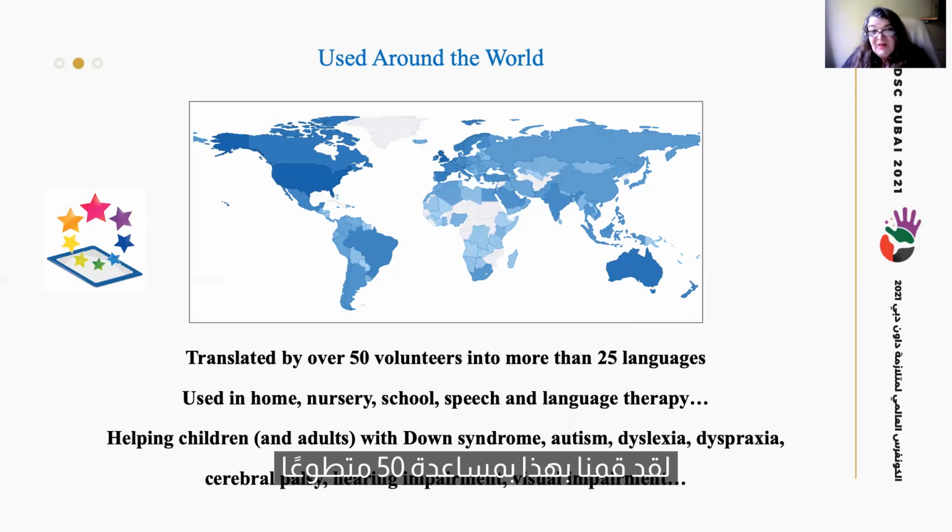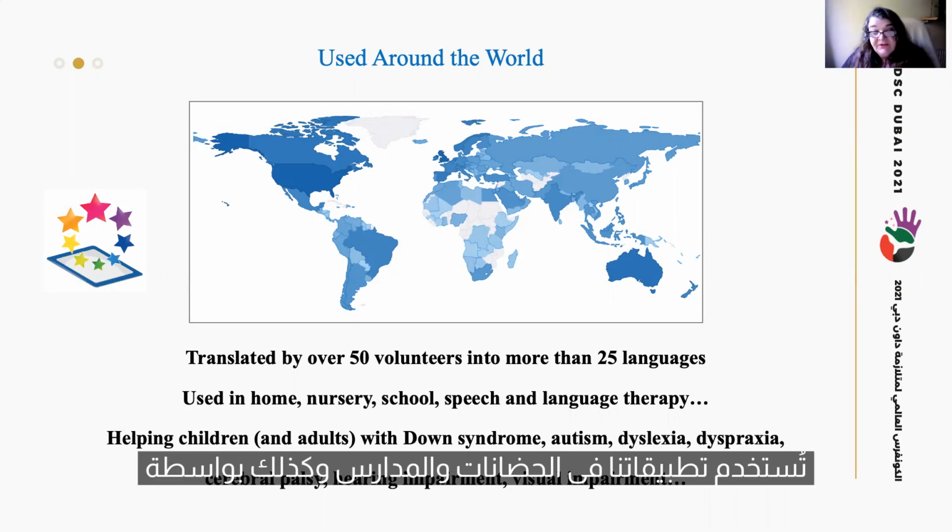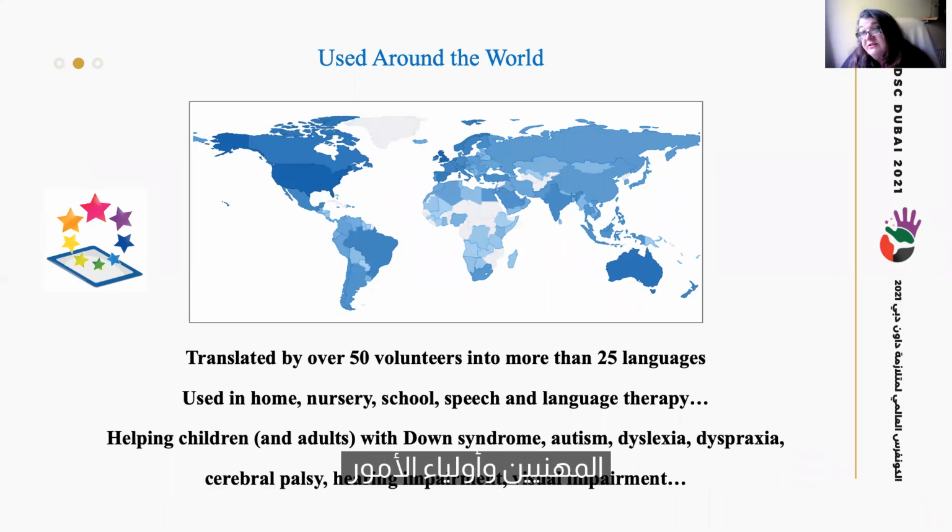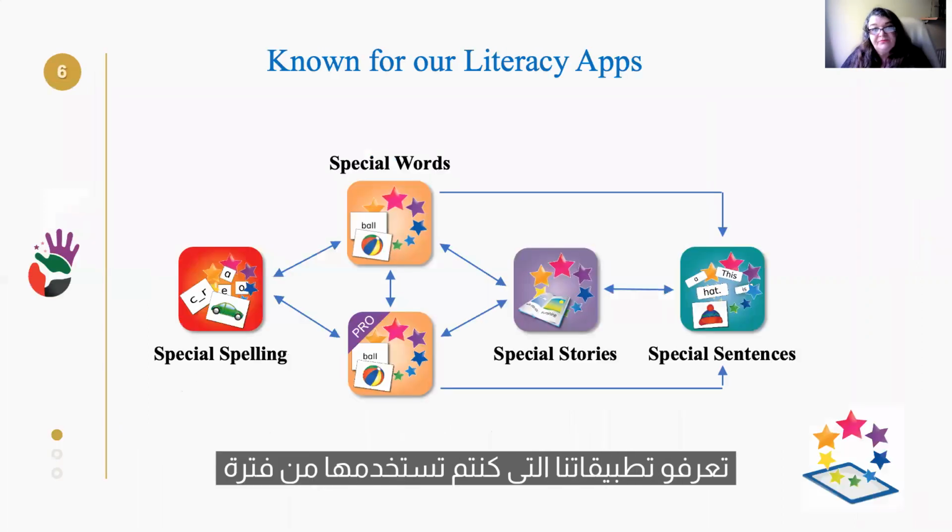We've done this with the help of over 50 volunteers, and we're supporting children in over 25 languages. Our apps are used in nurseries and schools, as well as by professionals and parents. And they're not just for Down syndrome, they're perfect for autism and other disabilities. William is dual diagnosis and he is our lead tester.